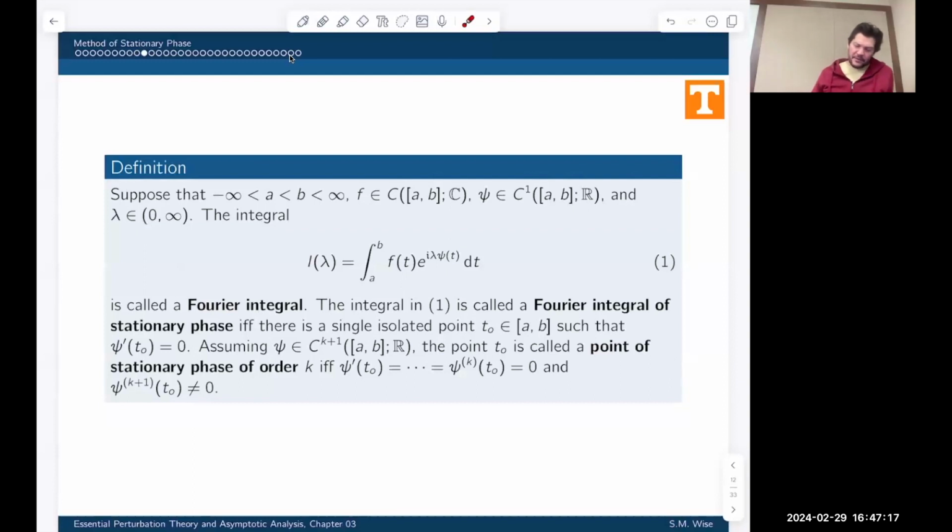All right, so let me define exactly our, I wouldn't call it our enemy. I was going to say our enemy. No, our point of interest, or our integral of interest in this section.